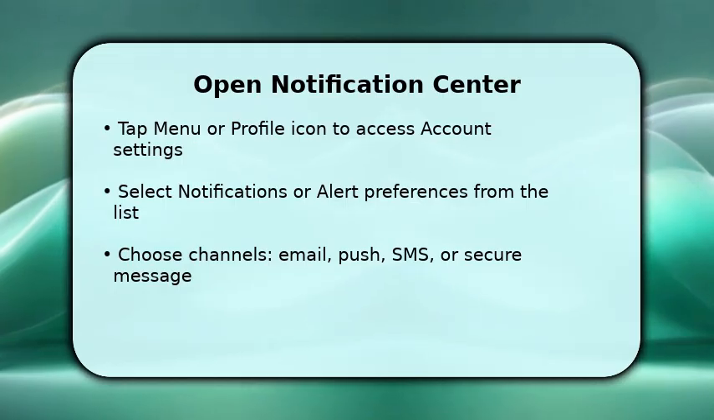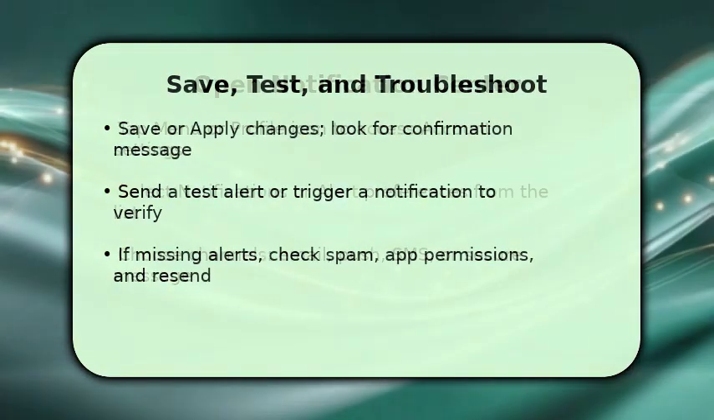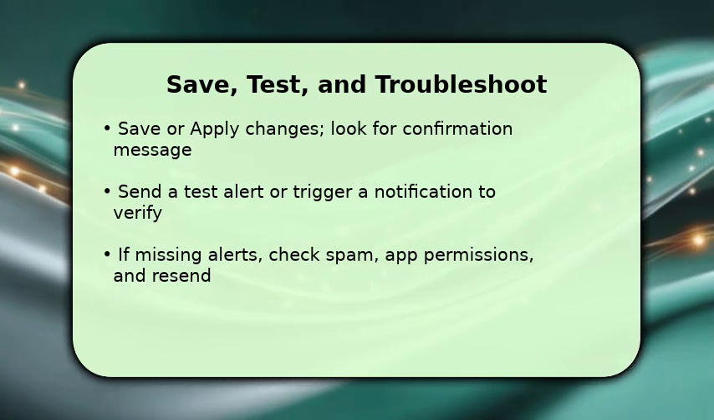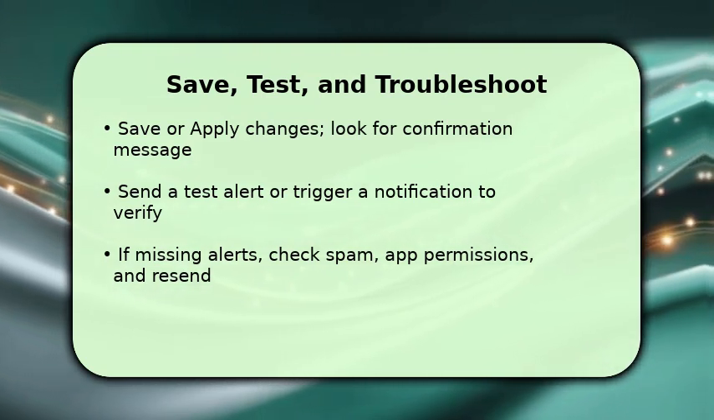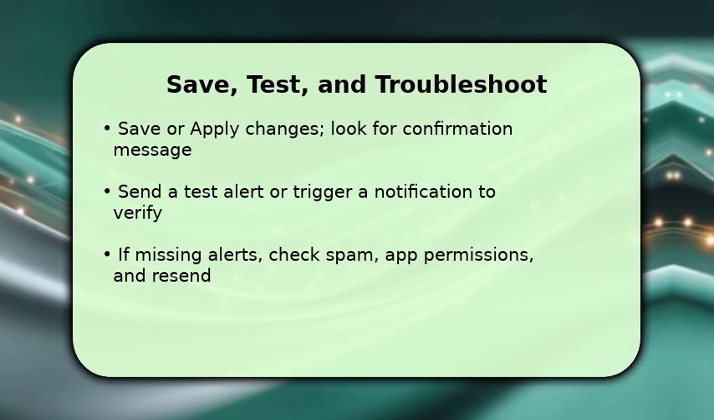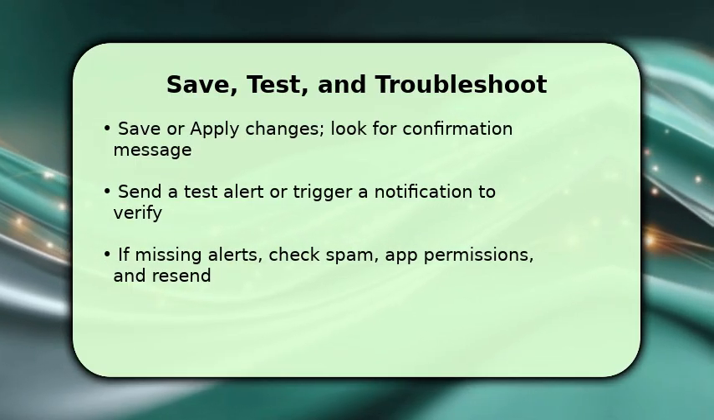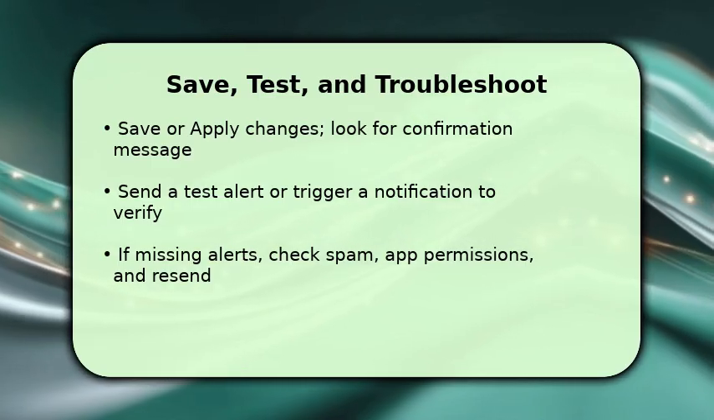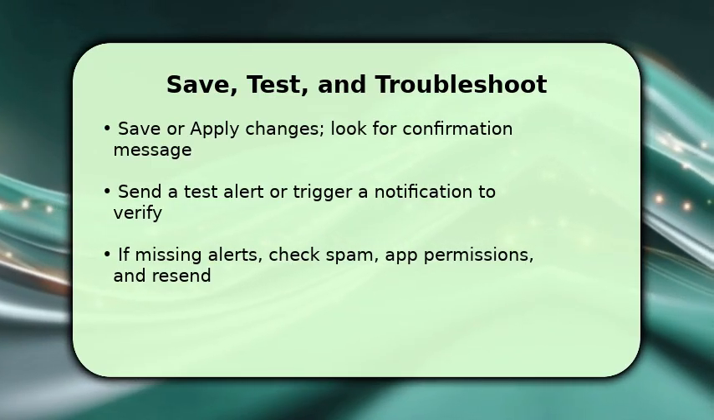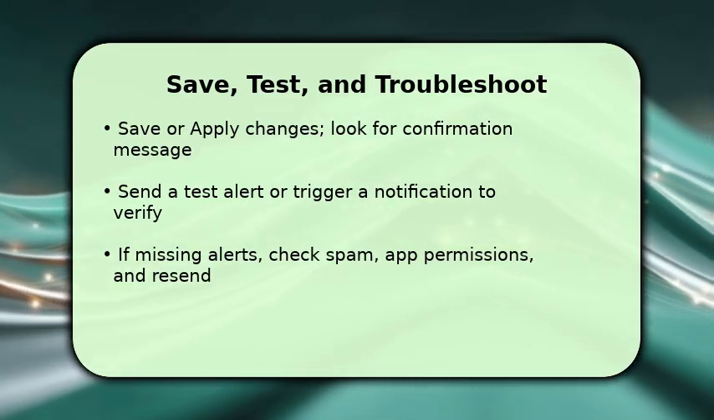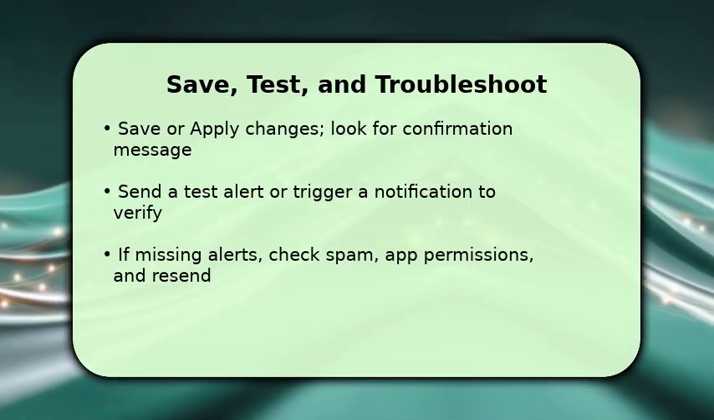Once you've set your preferences, tap Save or Apply and wait for the confirmation message so you know the settings took effect. Next, send a test alert if available or trigger a low-impact notification like a statement update to confirm delivery. If you do not receive it, make sure app push permissions are enabled, check email spam folders, and verify the phone number shown. If problems persist, log out and back in or reinstall the app to clear cached permission issues.